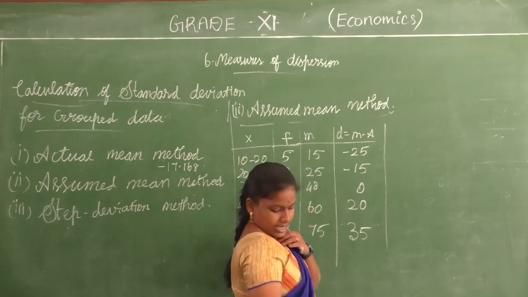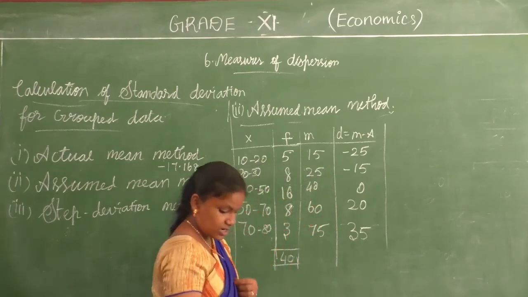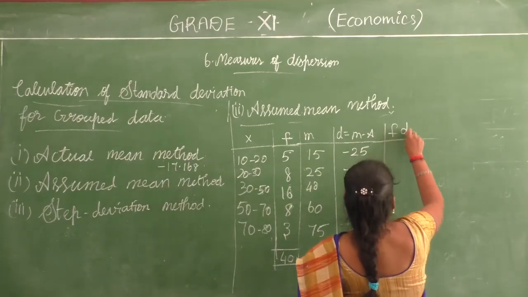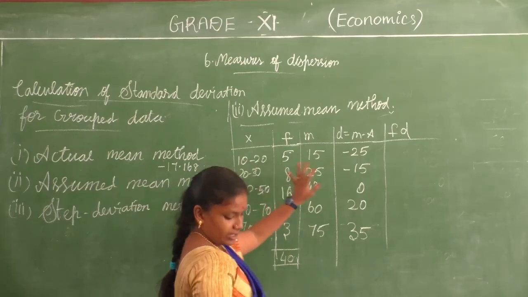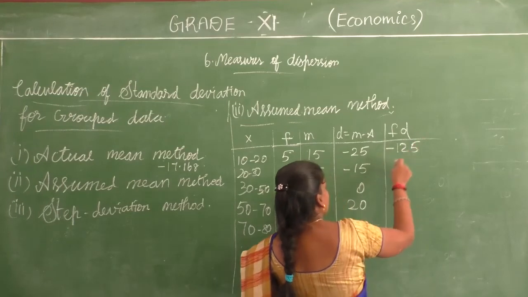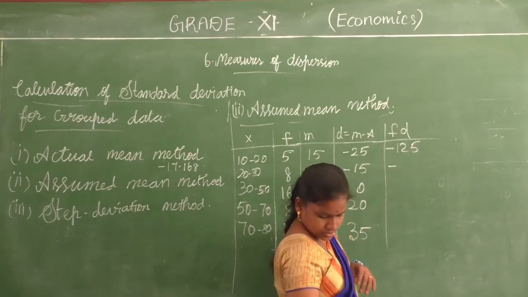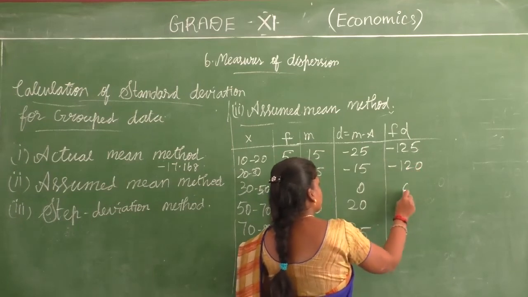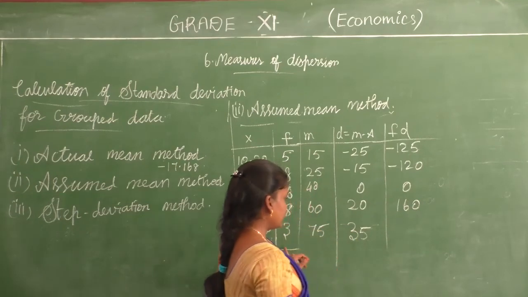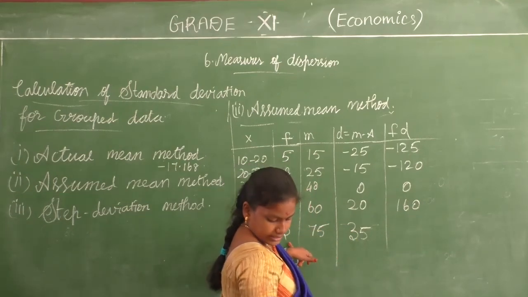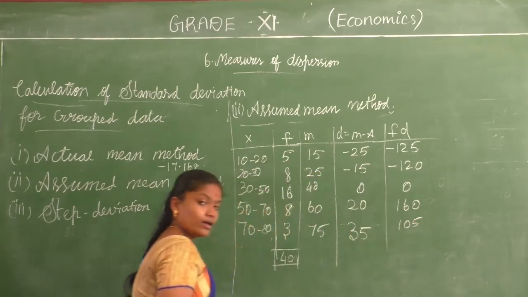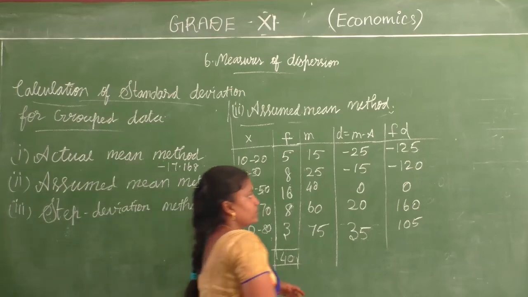What do you need next? You need your fd value. You multiply f into these values, and you will get minus 120, 0, 20 into 8 is 160, 35 into 3 is 105. You will get 105. You sum it.